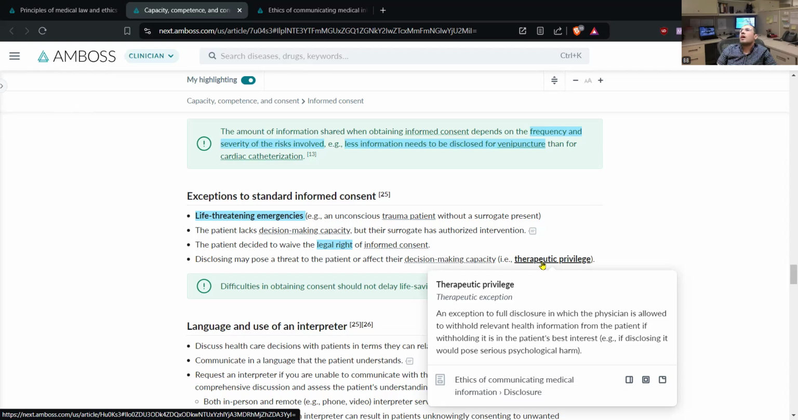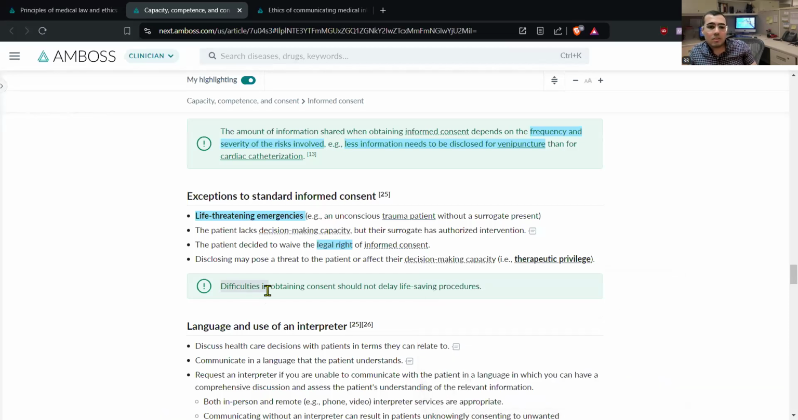Like a patient who has cancer and is very sick, and we already made sure of that from all aspects. But in general, any patient should know their diagnosis and everything. And the patient, we already agreed that we should not tell him that the cancer has now metastasized, and he did not want to know. So this is what we call therapeutic privilege. Okay. Difficulties in obtaining consent should not delay a life-saving procedure. This is correlated to the first point, life-threatening emergency. This is a big and very common exception to standard informed consent.